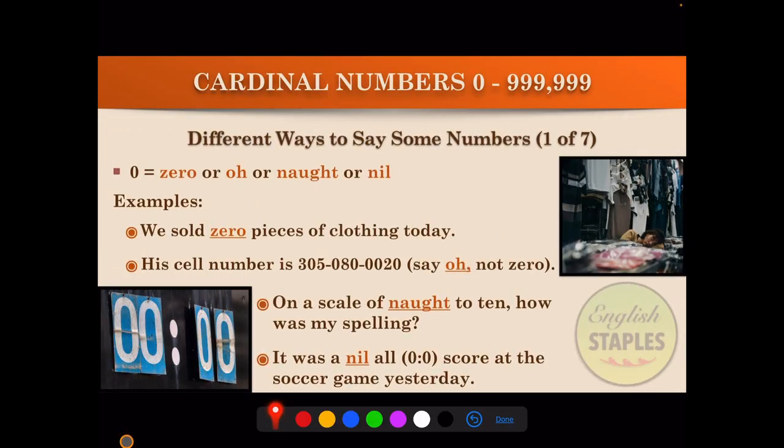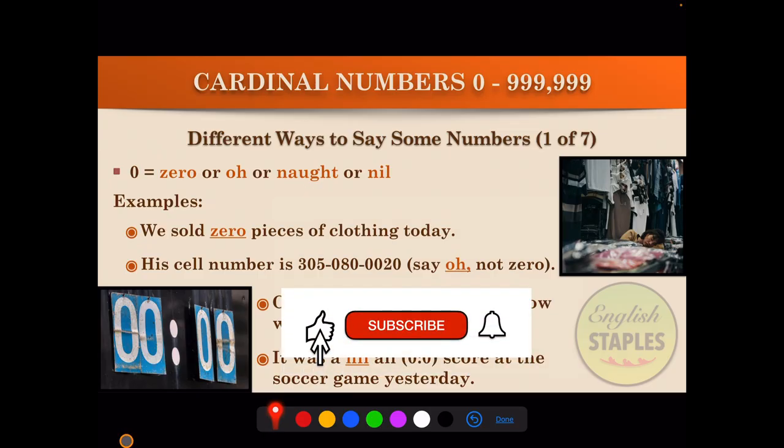Let's look at some different ways to say some numbers. We start with the number 0. So this number is called zero or O or naught or nil. Let's look at some examples of how they're used. We sold 0 pieces of clothing today.